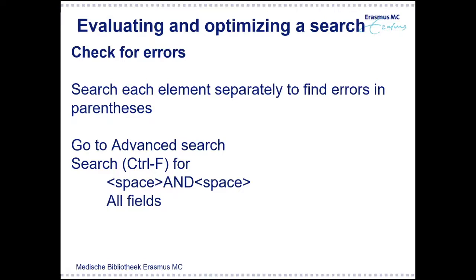So we searched each element separately to find errors in parentheses, and in Advanced Search we search with Ctrl F for space AND, and we search for all fields.